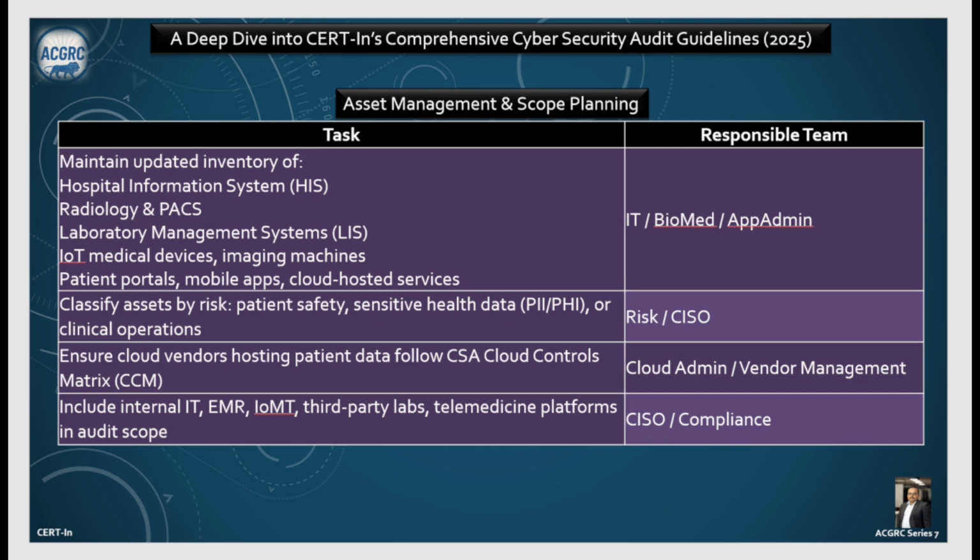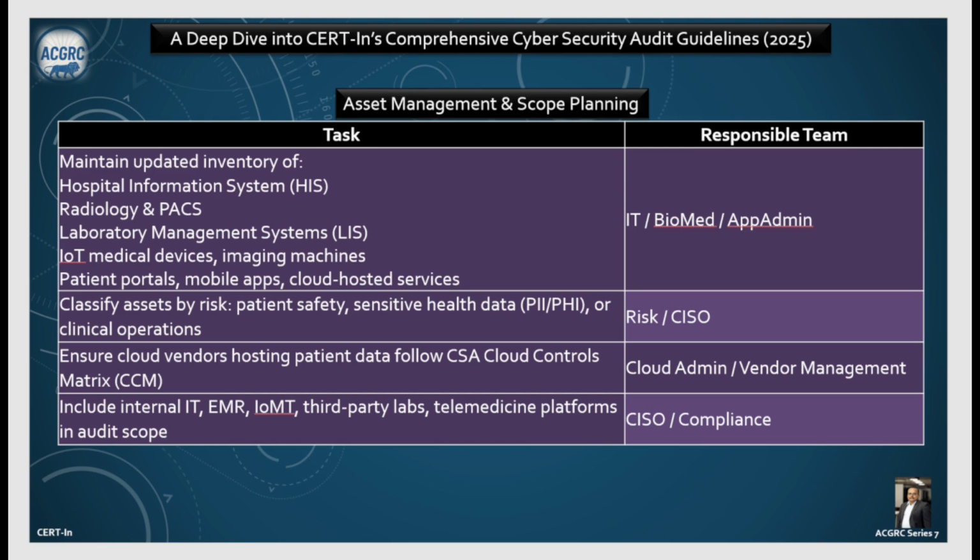Step 2 is to classify the asset by risk, which include patient safety, sensitive health data, which is PII or PHI, or clinical operations. This should be primarily driven by CISO or your risk heads.